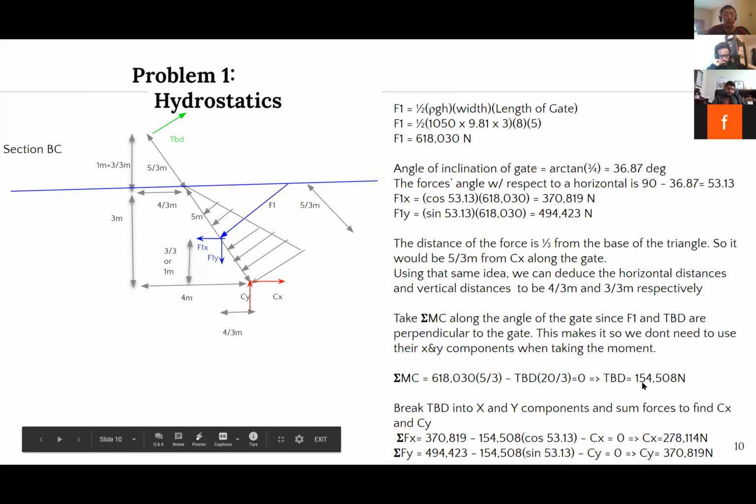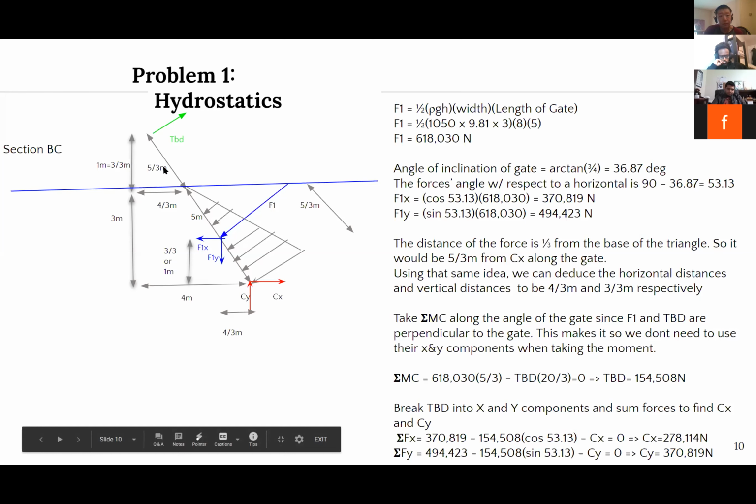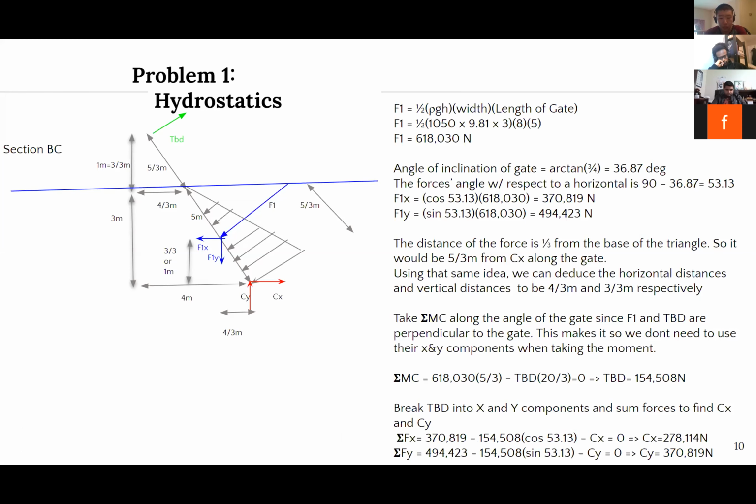154,508 newtons. Okay. After this, we can finally solve for Cy and Cx using our sum of forces in X and our sum of forces in Y equations. And this can be done because we know TBD, and that can also be broken into its X and Y components. And I sort of do it in one go with the equations. So for the sum of forces in X, I use the X component of TBD and the X component of F1. And for the Fy equation, I use the Y component of F1 and the Y component of TBD. From this, we get Cx is 278,114 newtons, and Cy is 370,819 newtons.